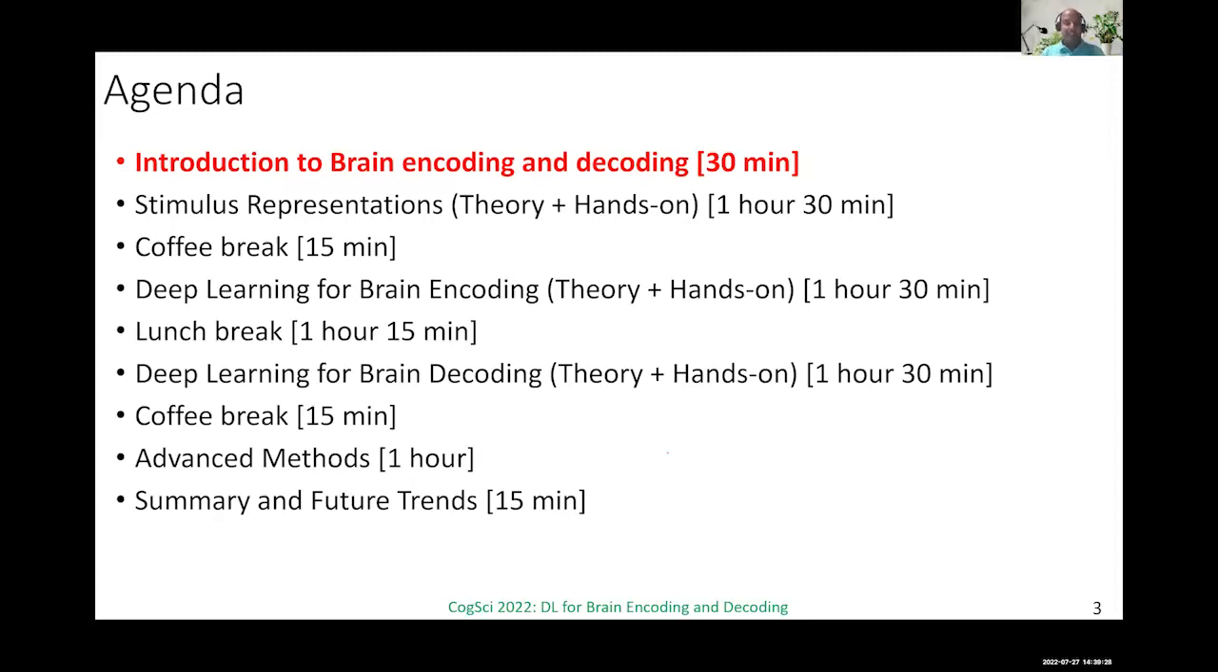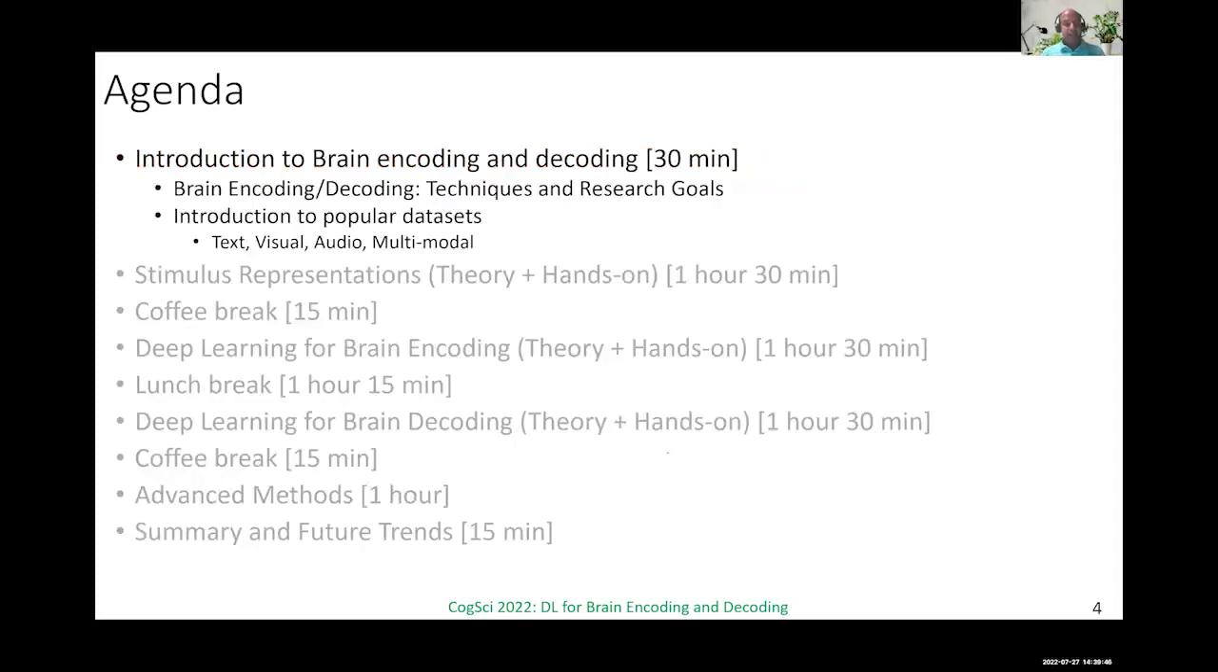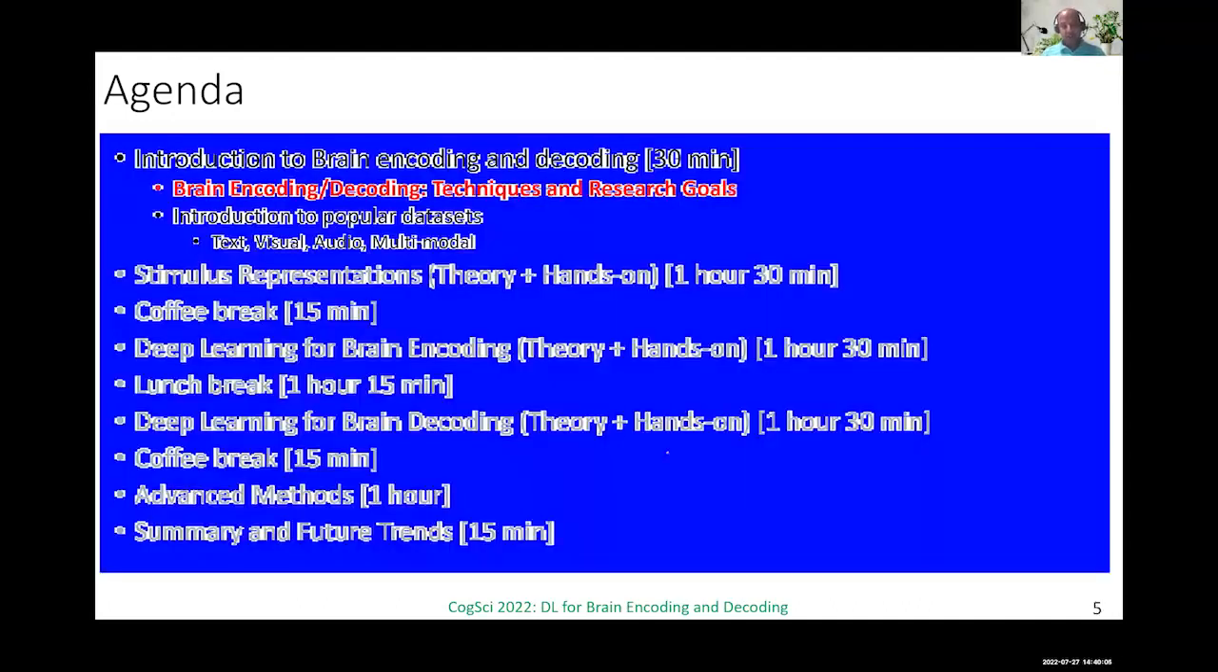I'll start with an introduction to brain encoding and decoding, and then I'll talk next about stimulus representations. We will have some theory there as well as some setup time for hands-on, and then do some basic representations using Jupyter notebooks. In the first part, I'll talk about brain encoding, decoding, what the main techniques and research goals are. Then I'm also going to talk about popular data sets, across different kinds of modalities like text, visual, audio, or multimodal. So let's start with the first part.